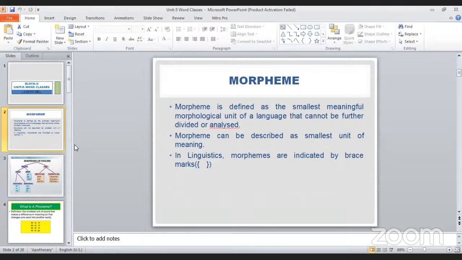Analyzed is something that you're going to do research on and try to understand what exactly it is. So morpheme can be described as the smallest unit of meaning. That is, for any word that we are going to understand, first we need to know the meaning of that word, and then we should learn about how to use the word. In linguistics, morphemes are indicated by these marks. The marks are very clear for you there in the slide. Those are the marks that you need to use when we are speaking about a morpheme.